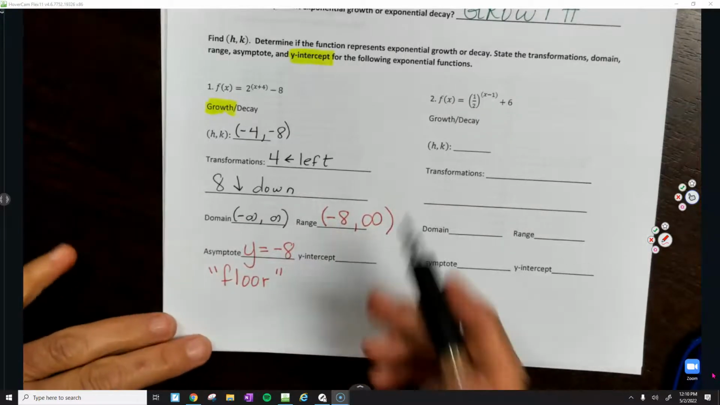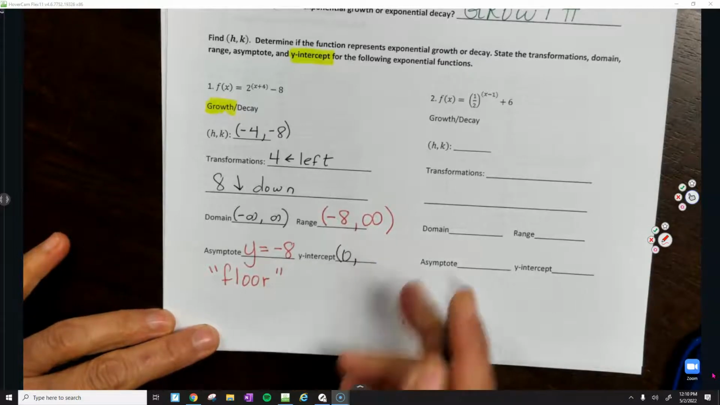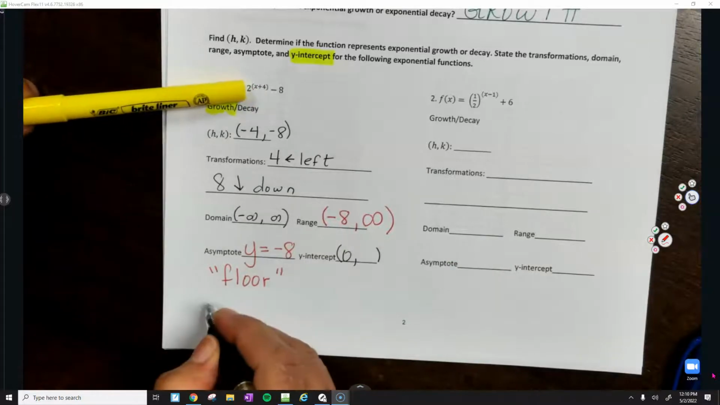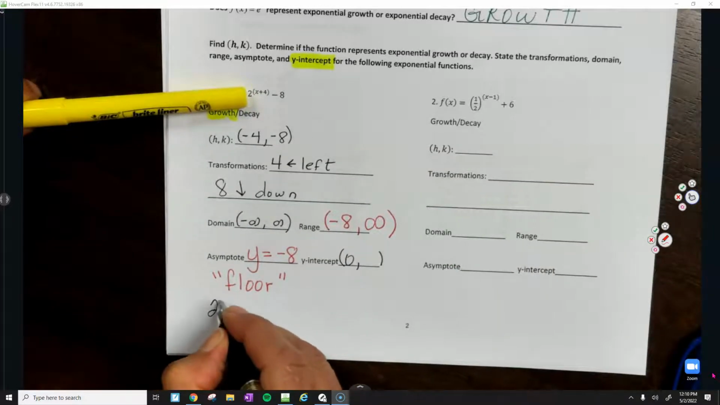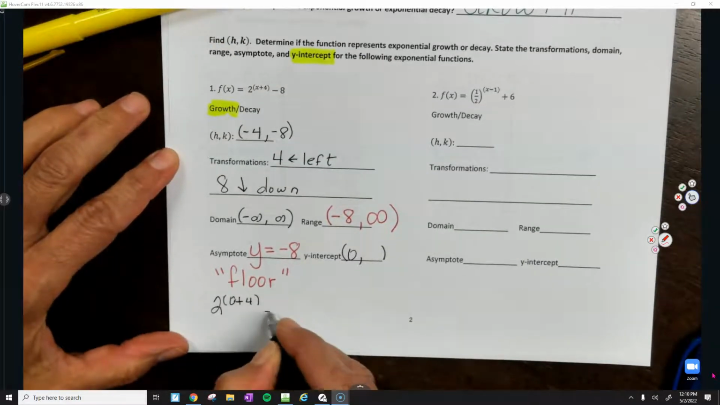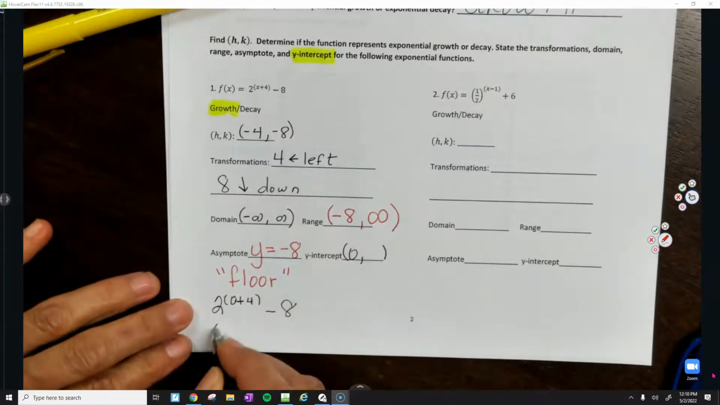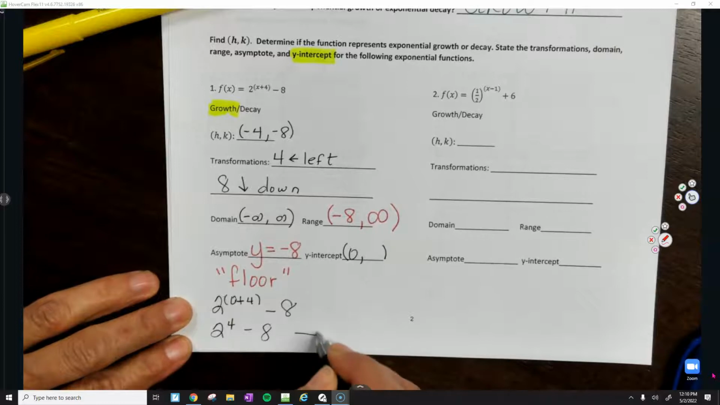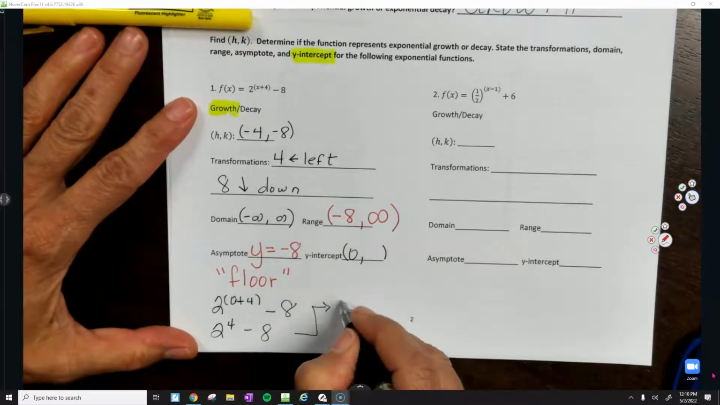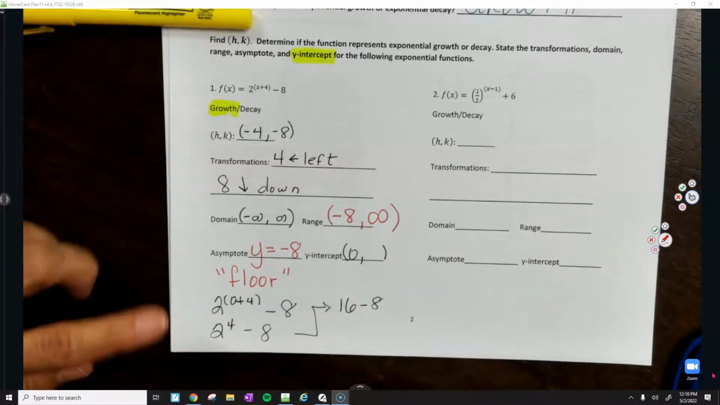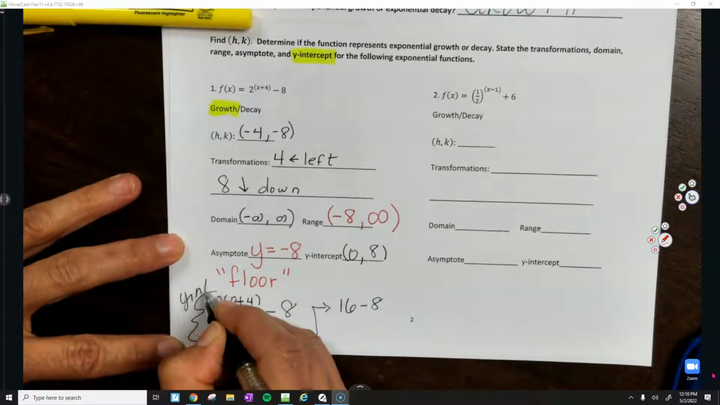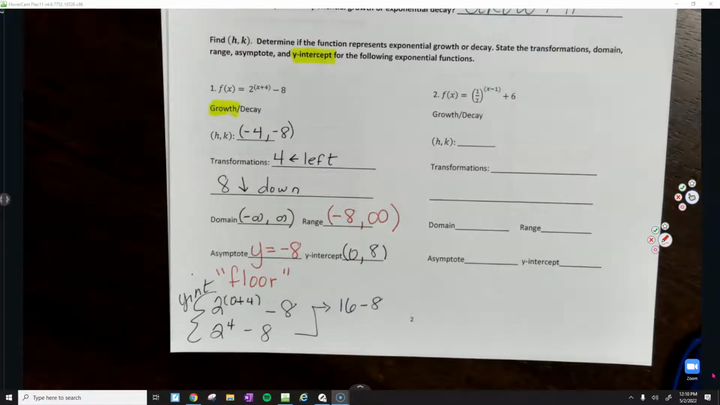All right, let's talk about the y-intercept. You do have to solve algebraically, so let's go ahead and let x be 0. So when x is 0, we're going to plug it in and just solve our work here. This is going to be 2. And then in parentheses, it's going to be 0 plus 4. And then minus 8. So this is going to be 2 to the 4th minus 8. And I think most of you guys have 2 to the 4th memorized now, right? Very good. So this is going to be 16 minus 8. And that's just going to give us a y-intercept of 8. Any questions on number 1?